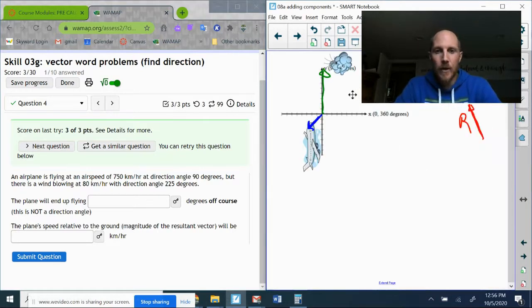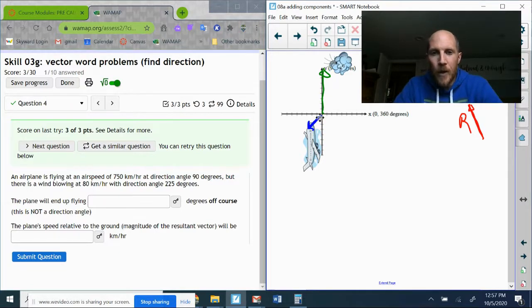All right, so I've got an airplane going straight up, the direction angle of 90. I know that's straight up on the graph. I've got a wind at 225. I knew that 225 is bigger than 180, which would be straight left, and smaller than 270, which is straight down. And so I subtracted: 225 minus 180 is 45. Okay, I know what a 45-degree angle looks like.